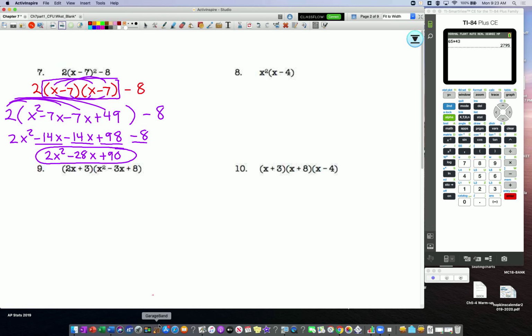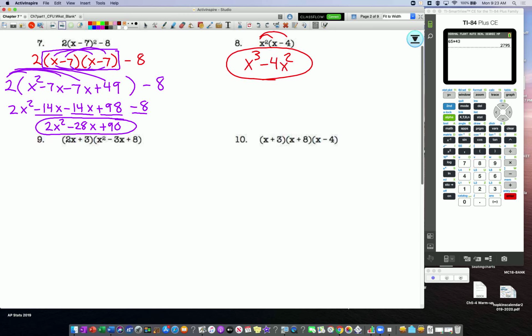All right, let's take a look at number 8. Number 8 is a pretty easy one, kind of like number 6. I just have to distribute x cubed minus 4x squared. So that one was just a simple distributive property. All right, the last two, which are the challenging ones.